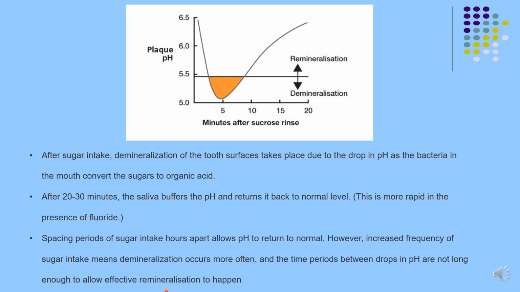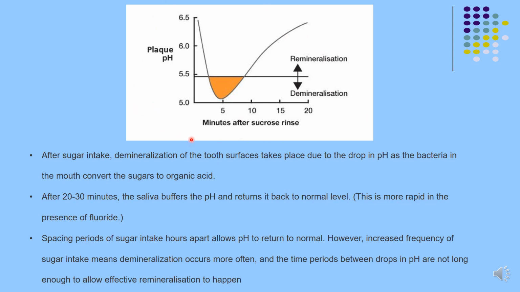Okay, so basically the implication of the Stephens curve is that spacing the periods of sugar intake hours apart allows the pH to return to normal. However, increased frequency of sugar intake means demineralization occurs more often, and the time period between drops in pH is not long enough to allow effective remineralization to happen. Okay, so our advice to patients to reduce the frequency of intake of highly sugary foods is because of the evidence of this particular Stephens curve.